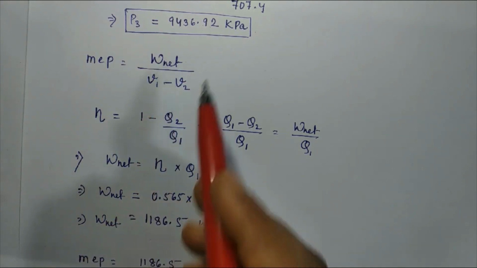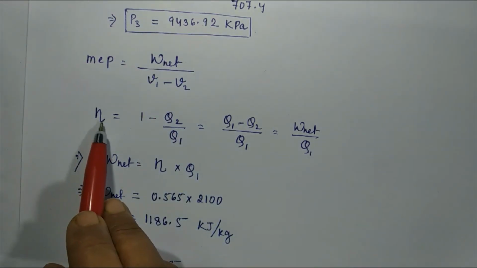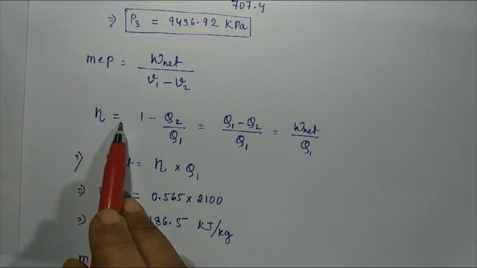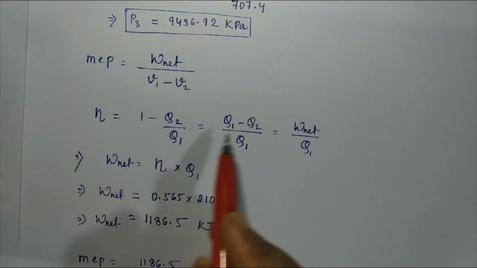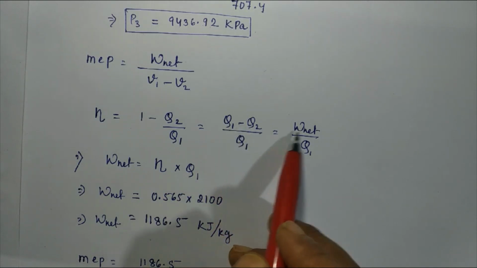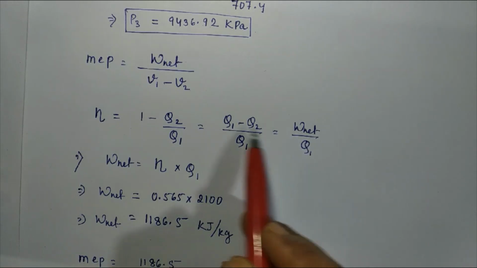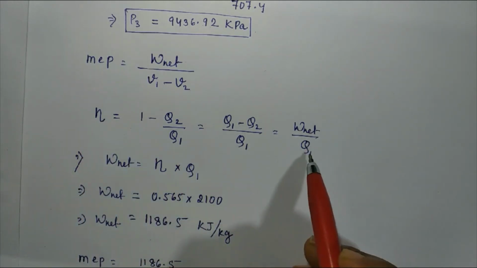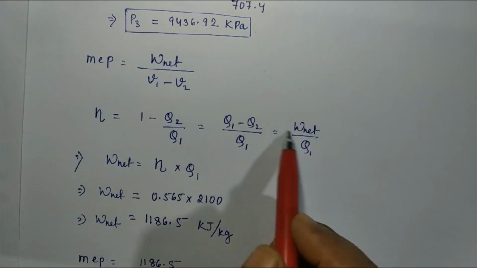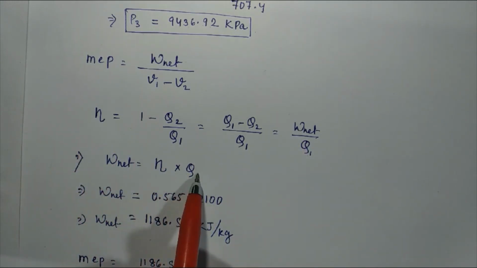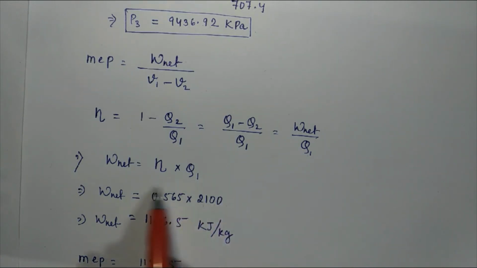So see, the general expression of efficiency for the case of a heat engine is equal to 1 minus Q2 by Q1. So this, Q1 minus Q2 by Q1, where Q1 minus Q2 is considered to be W net. So we can say the efficiency is equal to W net by Q1. So W net is equal to efficiency into Q1. The efficiency value that we calculated is 0.565. Q1 is given in the question, that is 2100. So by solving this, we get the value of W net to be 1186.5.